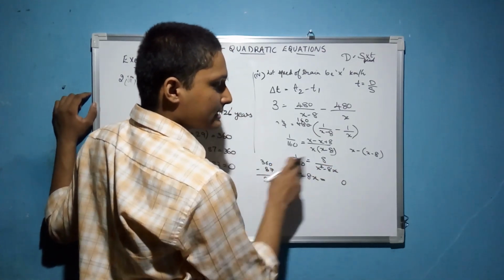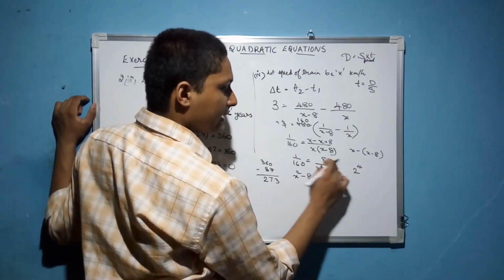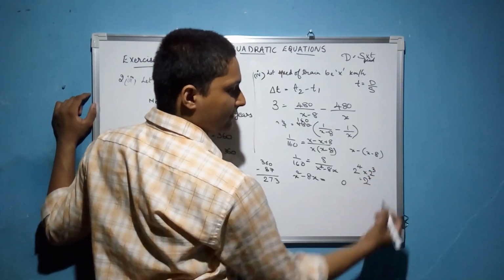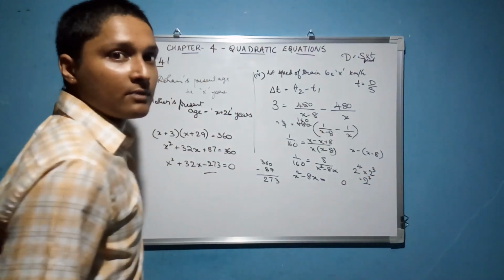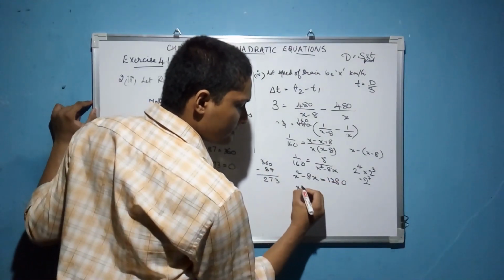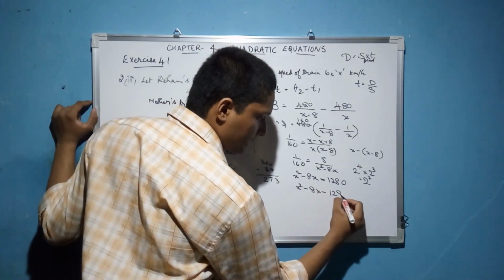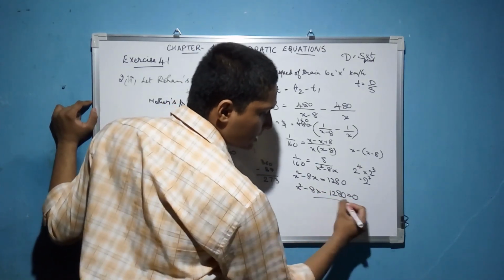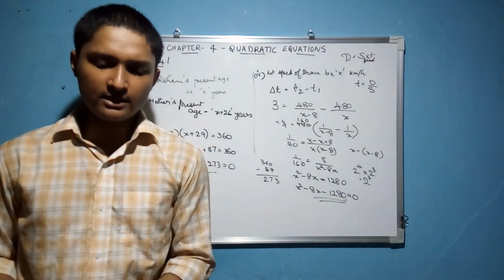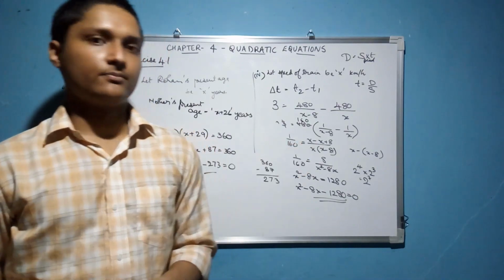Now we need to multiply 16 by 8. 16 is 2 raised to 4 and 8 is 2 raised to 3. Therefore, we need 2 raised to 7, which is 128. So we can just write it like that. So this becomes x square minus 8x minus 1280 is equal to 0, the required quadratic equation in this case. Okay, this is all about exercise 4.1.